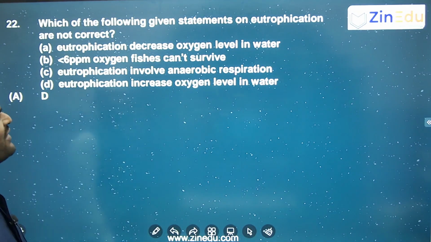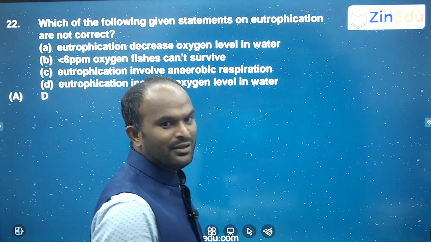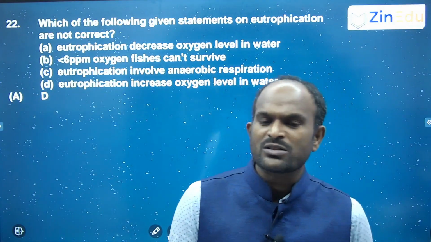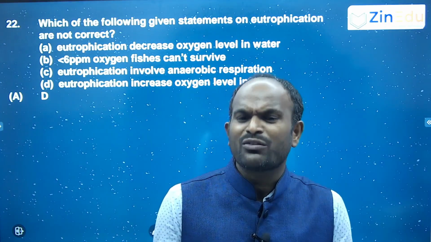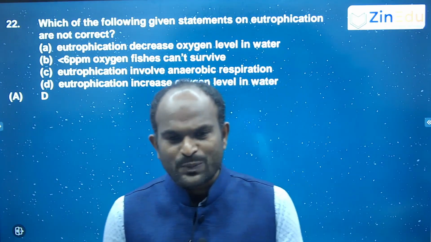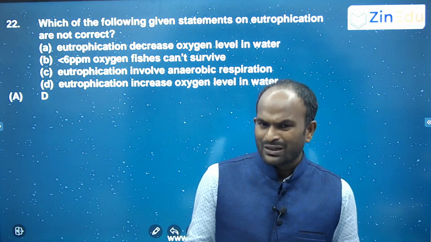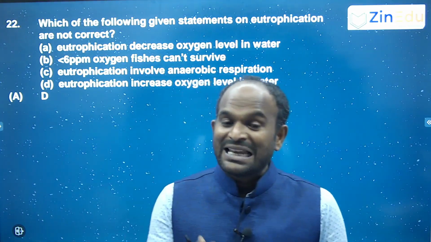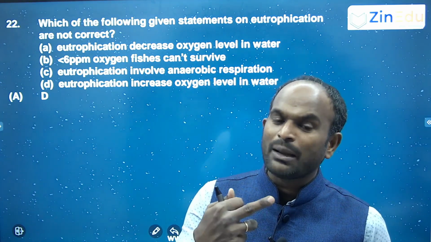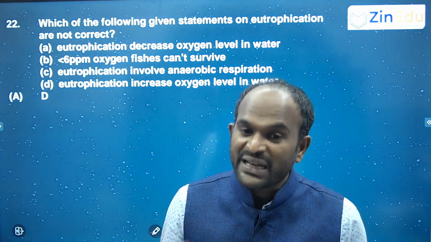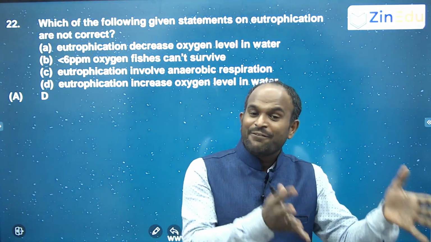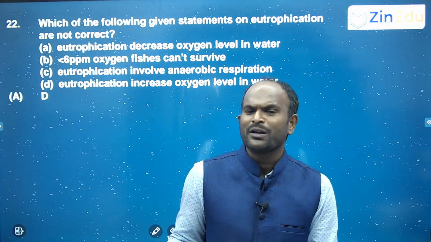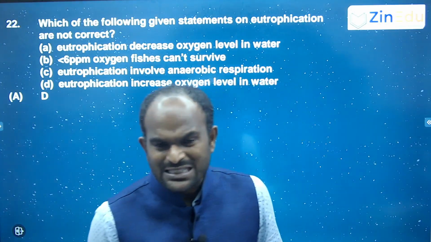Which of the following given statements on eutrophication are not correct? First of all, what is eutrophication? Eutrophication is caused because of the excess amount of nutrients present in the water. So green algae as well as the aquatic plants grow bigger, such that it leads to the deficiency of oxygen in the water. This kind of pollution, we can call eutrophication.